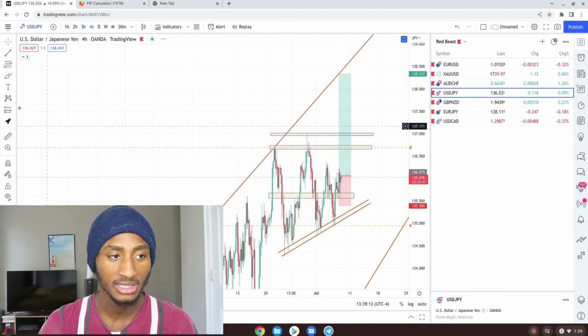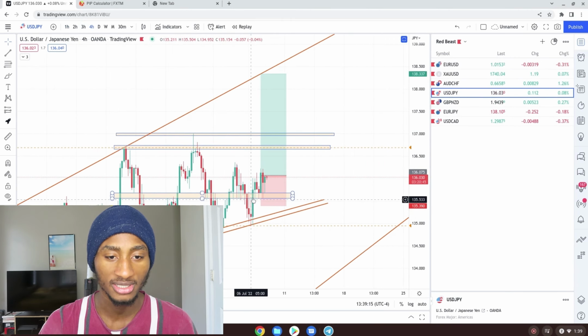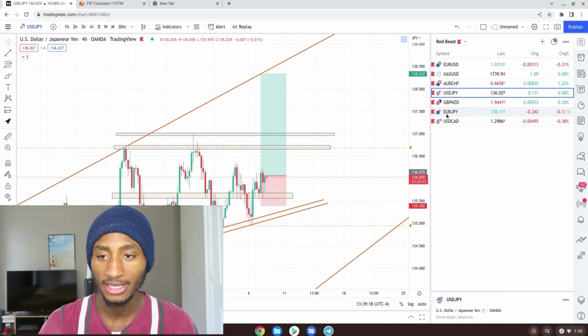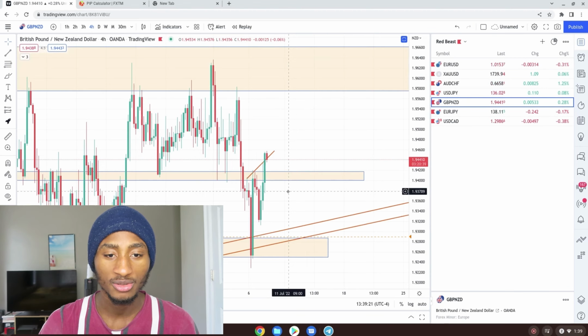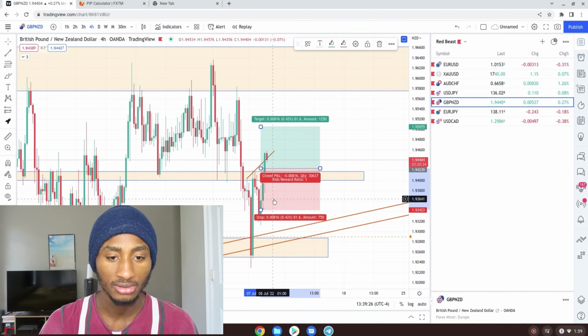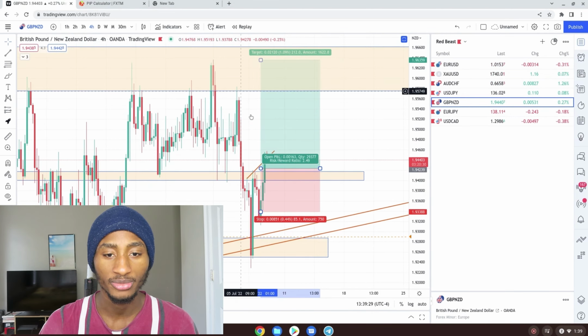I look at the 4 hours and I see specific zones. The market respected these zones multiple times, so I was like, okay, that's a strong level, and I entered a buy there. The next one is GBP NZD. I'm in this trade right now. I entered this trade around there. My stop loss is right there, and I'm trying to hold this trade all the way up there.